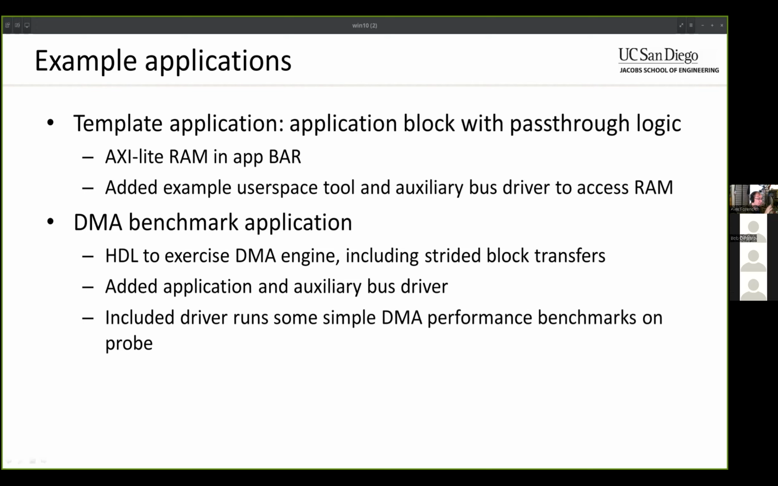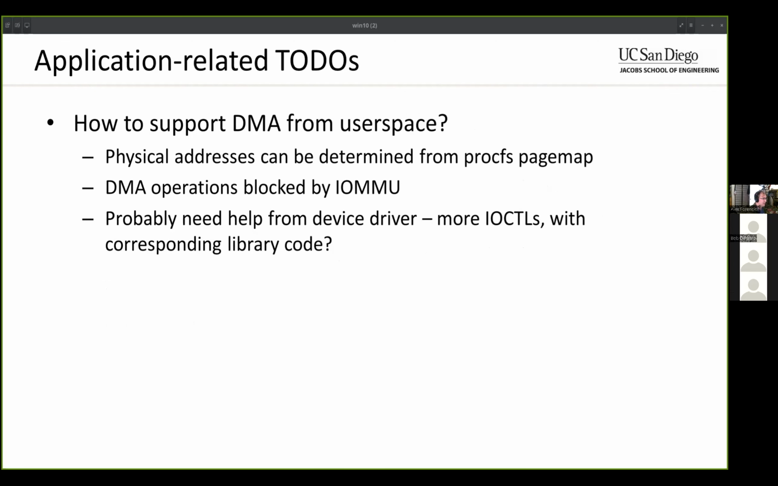So anyway, at least we have a working example using the auxiliary bus for now. Then we can circle back and improve that. All right, so the main application related thing to do at this point is how to support DMA from user space.